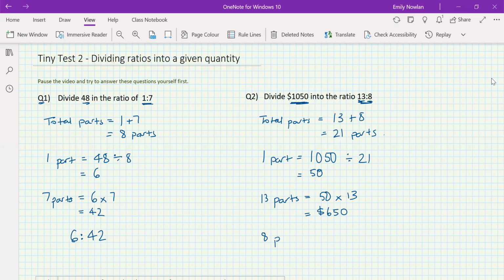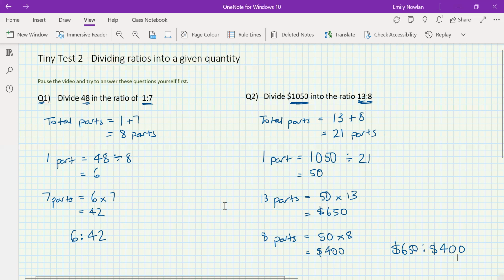And now we also need the 8 parts. So it's still 50 for each part, but we've got 8 of them. So we need to times that by 8, and that gives us $400. So to finish off with, the $1,050 splits into $650 to $400, and we need our units. Now, there are other ways of doing these questions, but that's a nice, clear way of following.